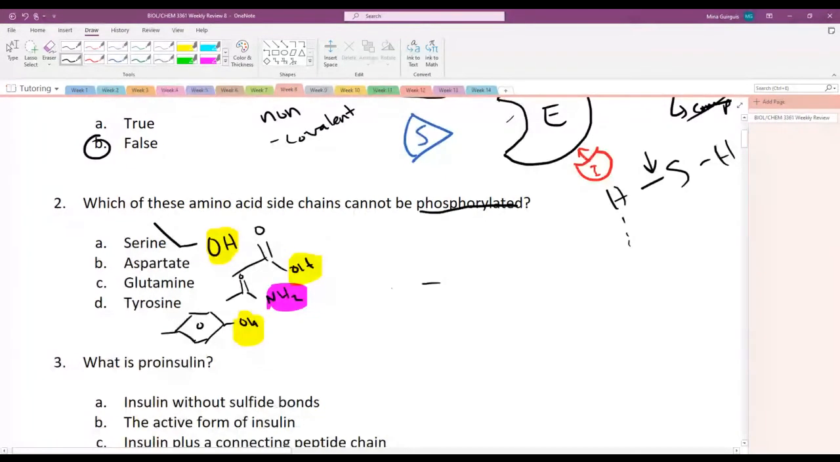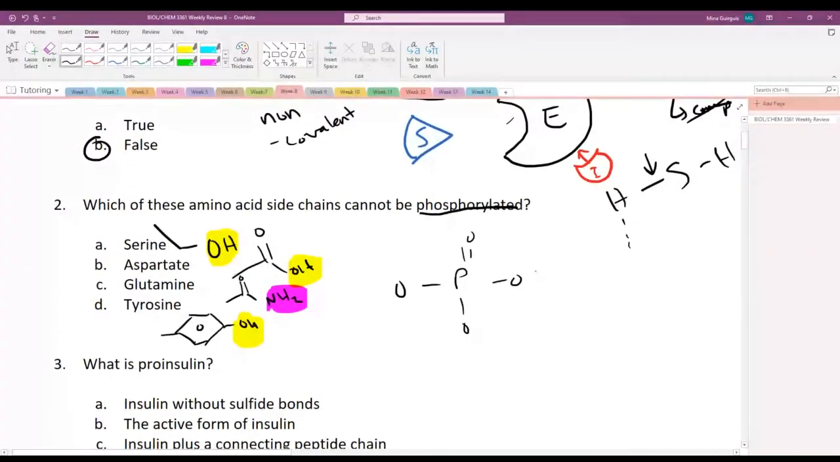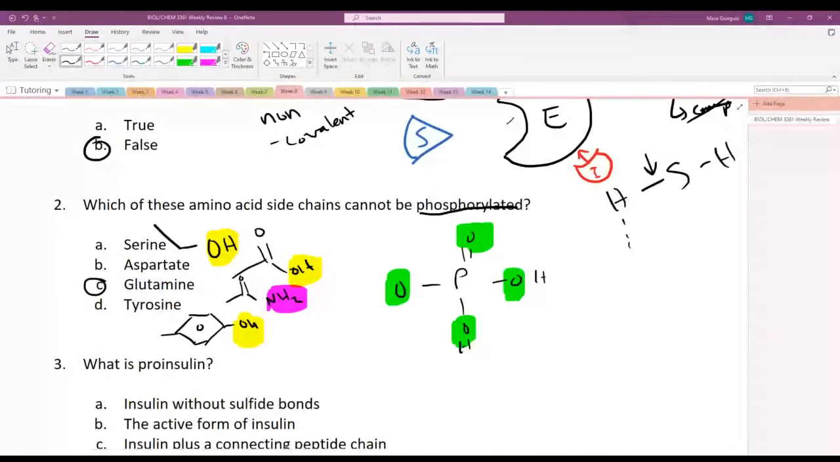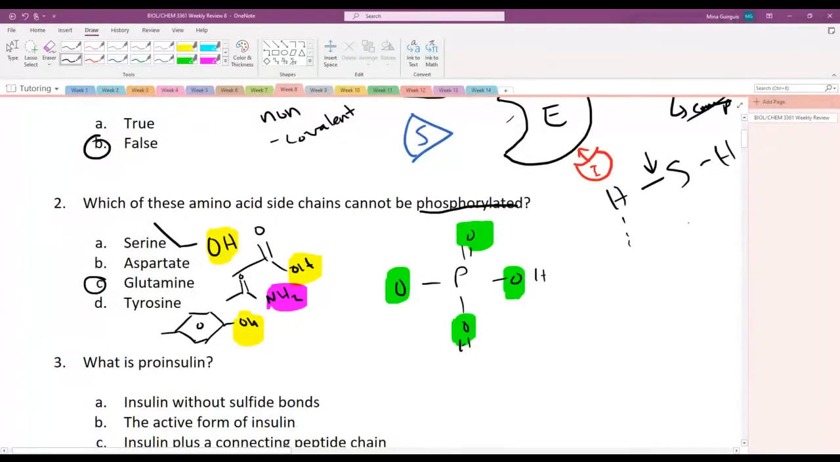Phosphate groups, the other thing is if you're not sure, draw it out. I know a phosphate group looks something like this. It can have various numbers of hydrogens, but every single attachment is an oxygen. And so if I don't get an oxygen, there's a problem. Because of that, the answer to this one is glutamine. Glutamine cannot be phosphorylated. Or I should say, the glutamine side chain cannot be phosphorylated. If you have glutamine on the C-terminus, I believe it can be, and that's a completely different question.